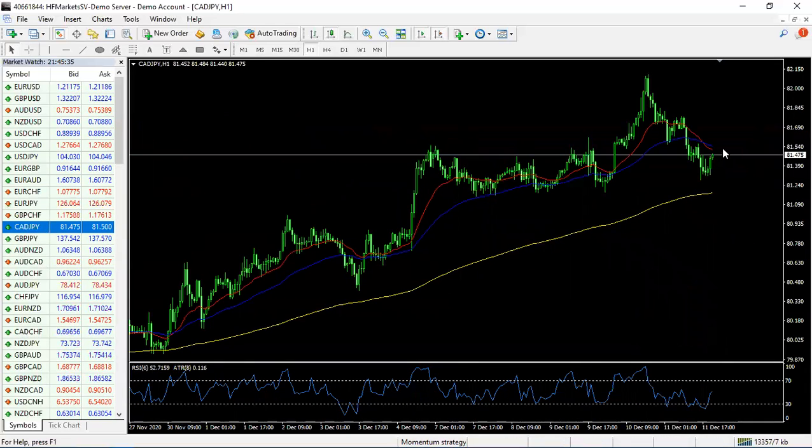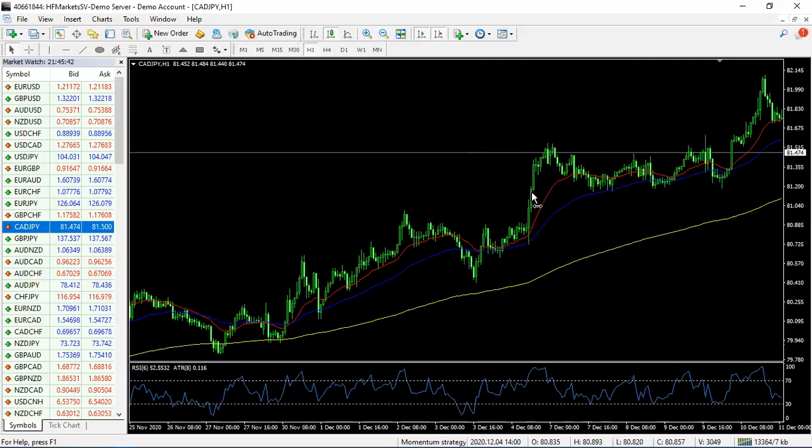So yes, there is a cross of these two. So it's not the best position to take a short, but this is something we can put in our watch list, okay?